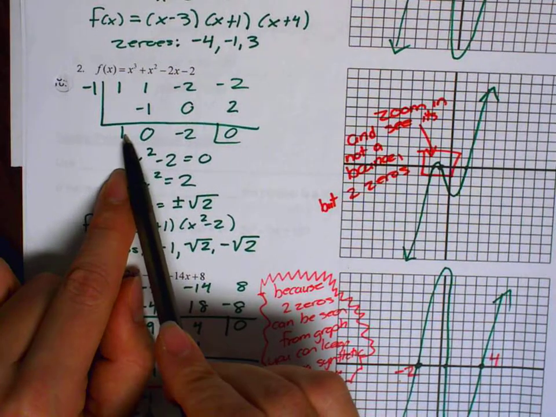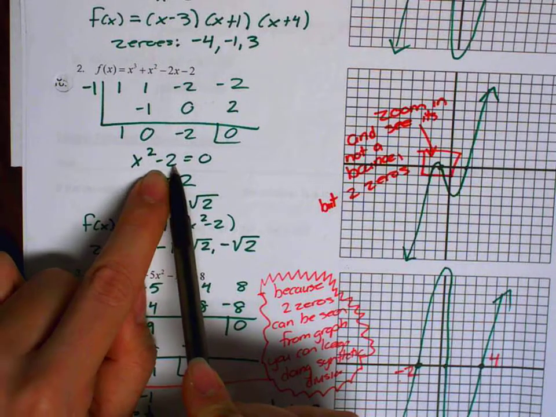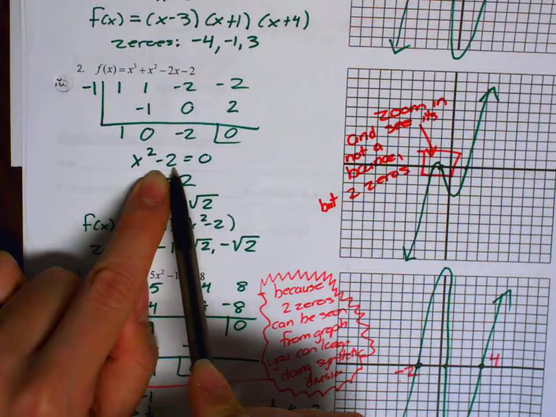This is x squared. This is my x. This is my constant. I'm left with x squared minus 2. This does not factor. It is not a difference of squares. Don't try to make it a difference of squares. But you can easily solve this using the square root method.